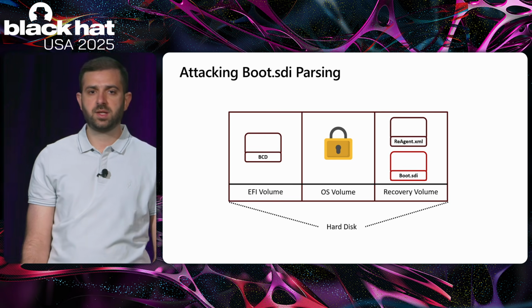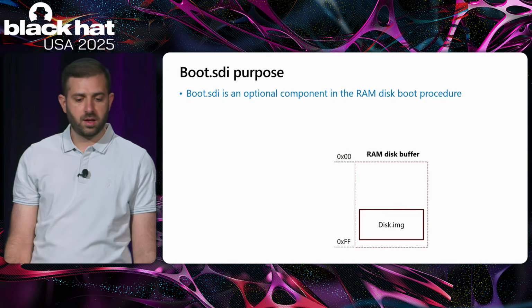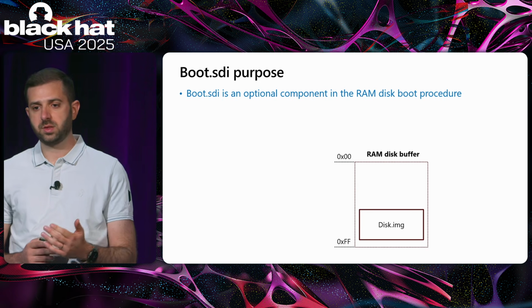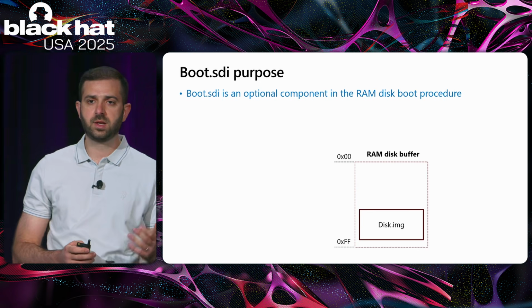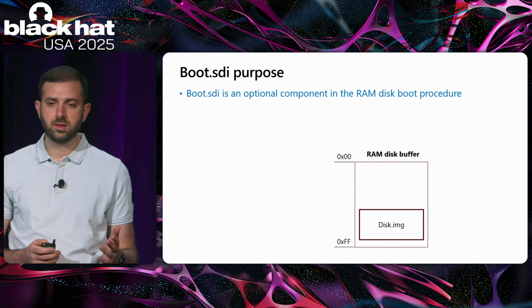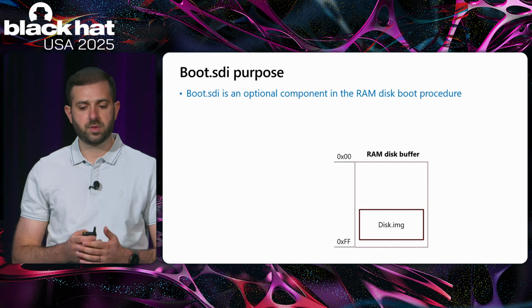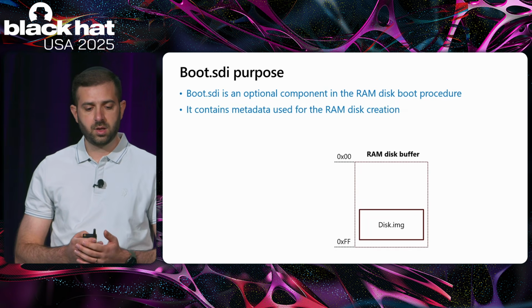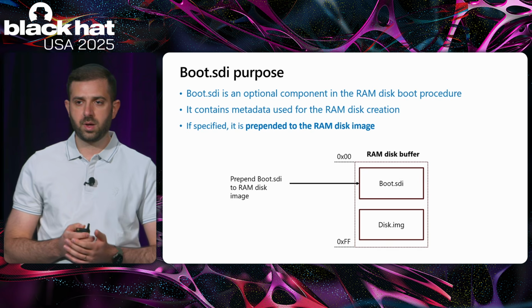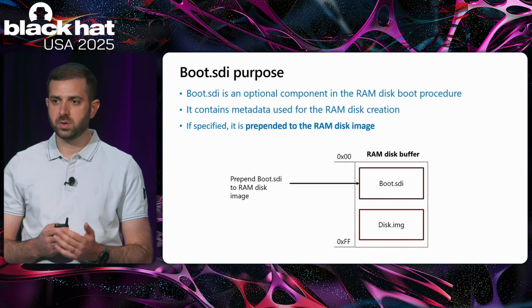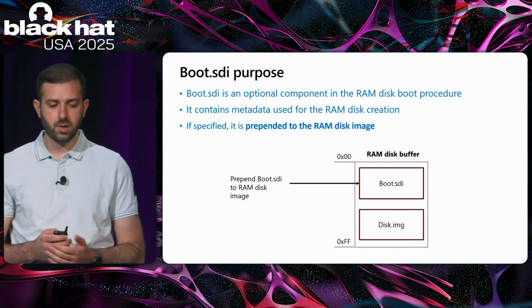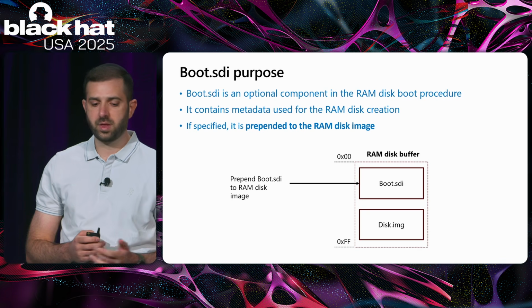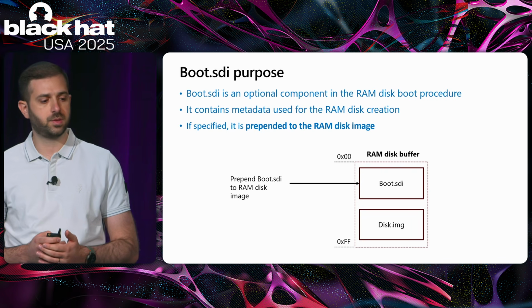Let's begin with the Boot.sdi file. Now, the SDI stands for System Deployment Image Format, and it is optionally used for booting from virtual disk into RAM disk. This format consists of multiple binary blobs, with certain blobs being essential for the RAM disk boot process. Below, you can see the layout of the RAM disk in memory, which contains the OS disk image. When SDI file is specified, it gets prepended to the virtual disk within the allocated RAM disk memory region.